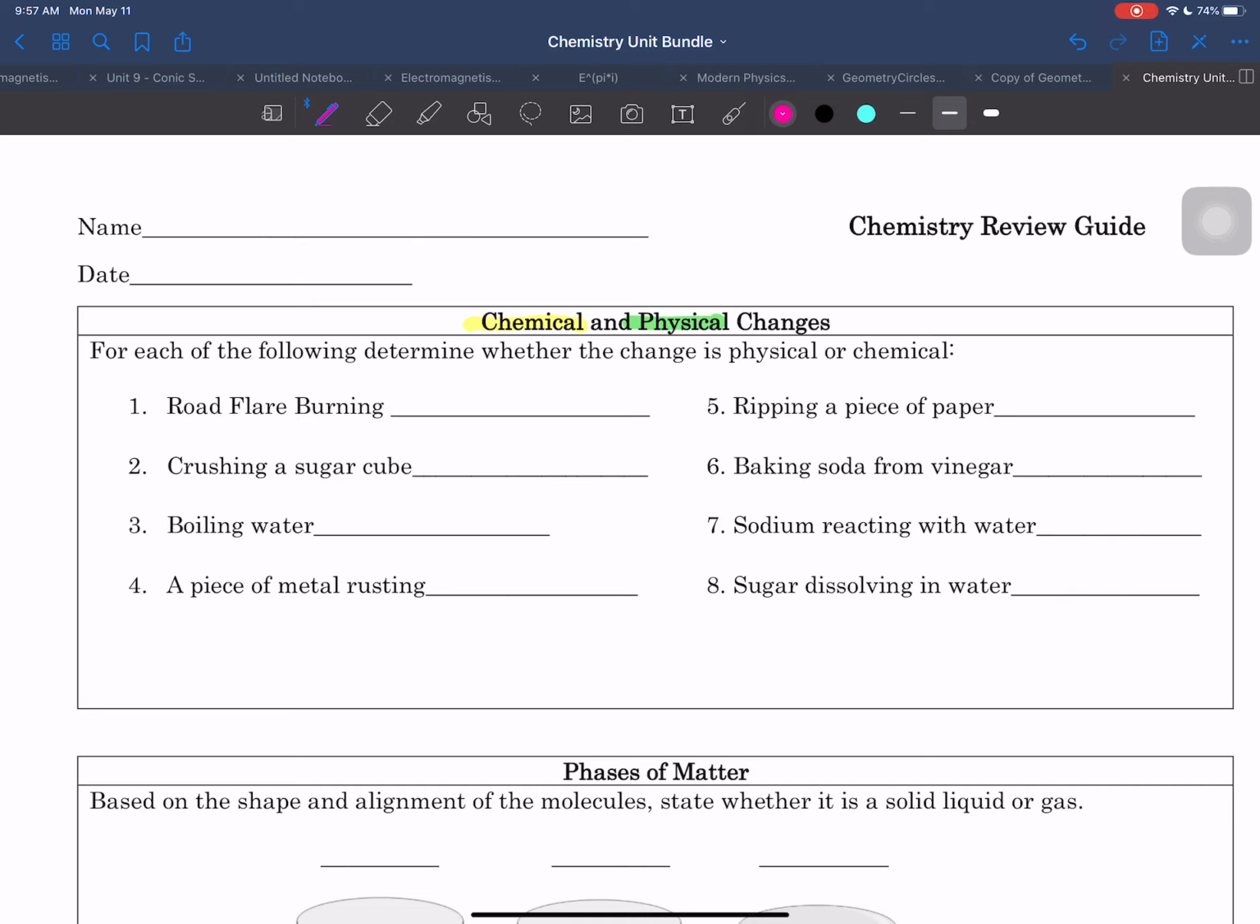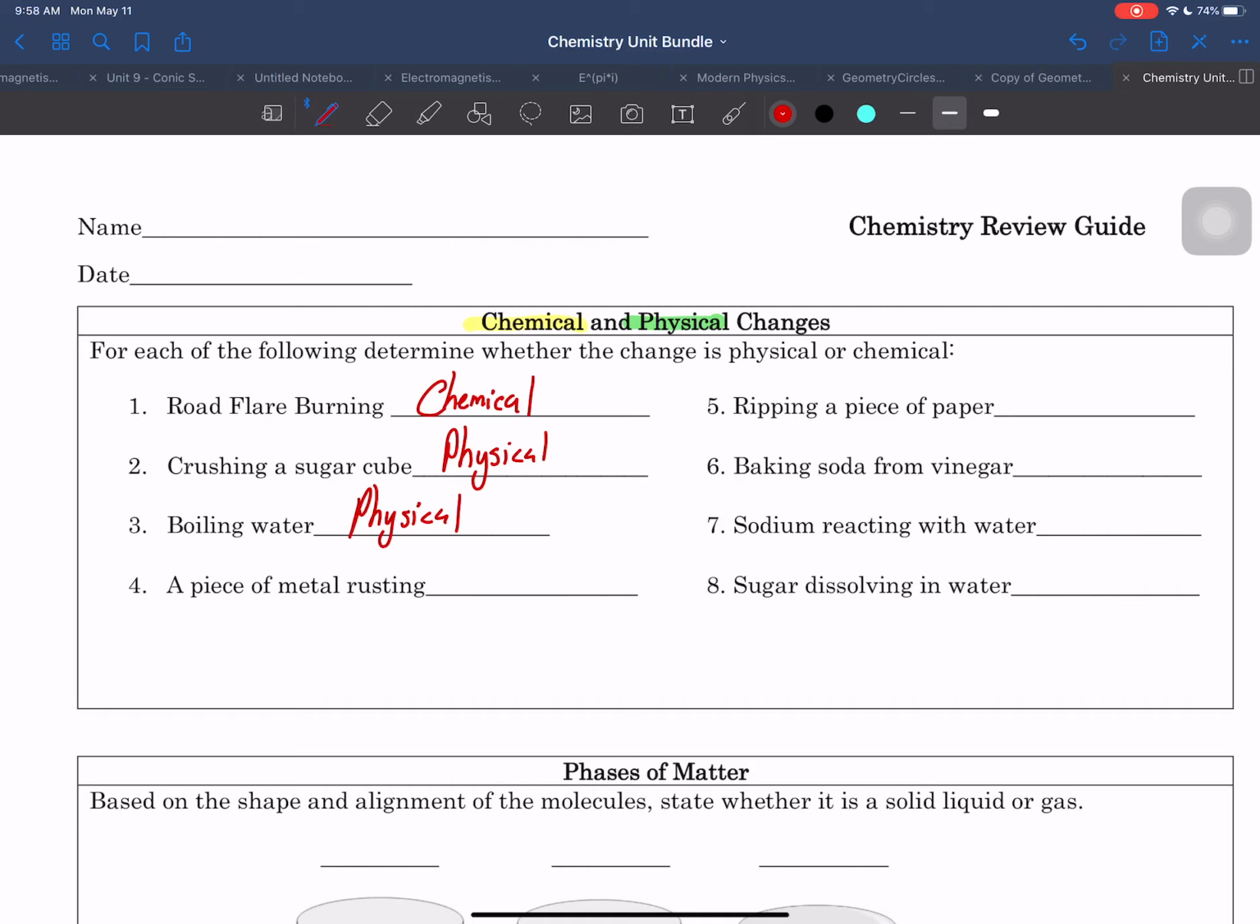A road flare burning is going to be a good indication that that is a chemical change. Crushing a sugar cube. Now you're probably not going to get that sugar back into a cube form, but it's still just sugar. Its chemical composition is exactly the same. Crushing things is a physical change. Boiling water is sometimes a tricky one. A lot of people put chemical because there is heat involved, but it is a phase change. And because it's just water going to water vapor, boiling water is actually a physical change.